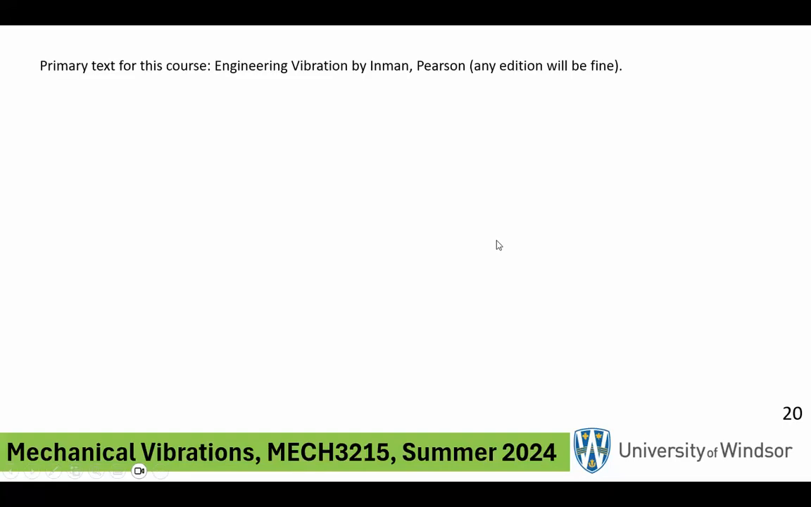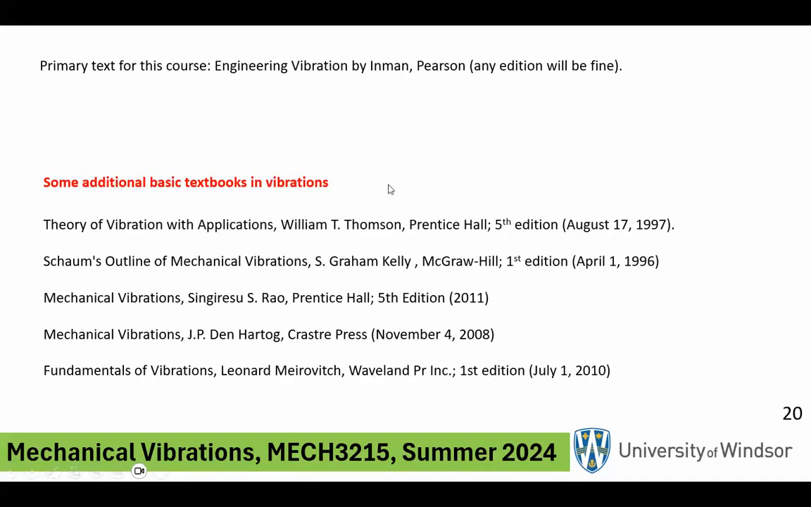The designated textbook for this course is Inman's book. It's not a requirement, but it is the designated textbook. There are some additional textbooks listed here in case you ever want to go to other sources. It's entirely up to you. Keep in mind that the exams are open book, open notes. Bring anything you want in hard copy form, other books if you want.